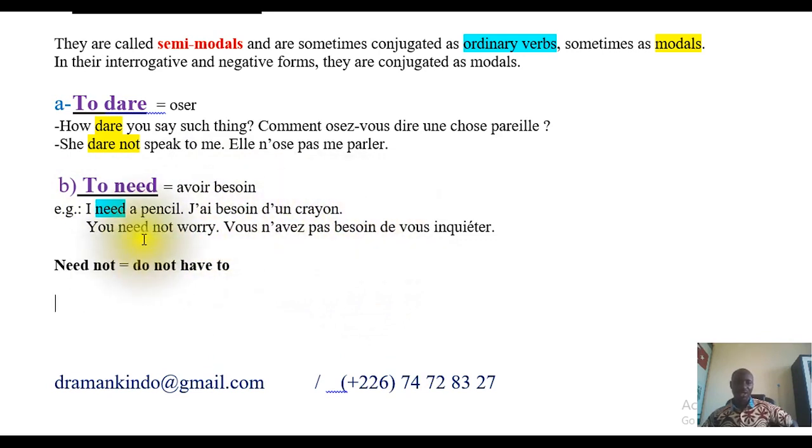You need not. You see, here it is a modal. You need not worry. Vous n'avez pas besoin de vous inquiéter.